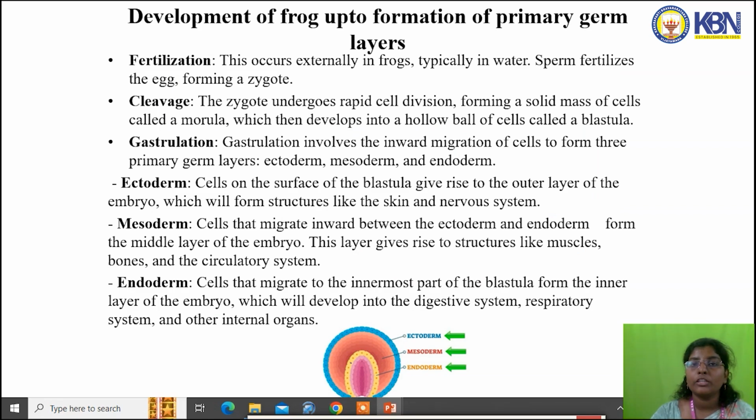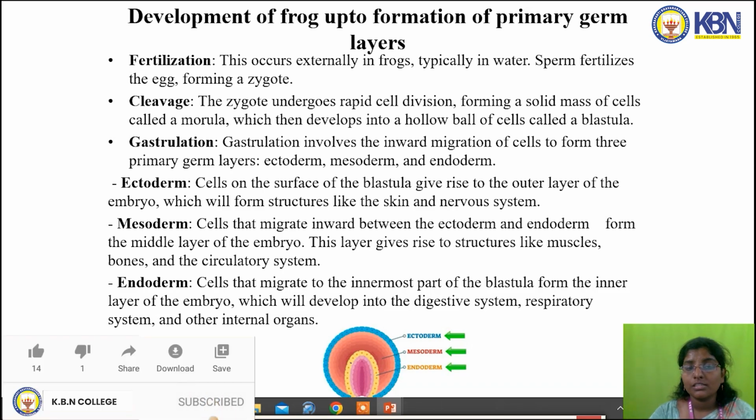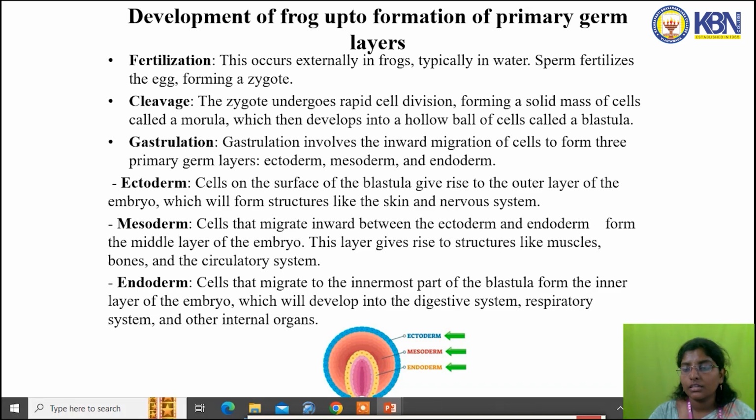Next, the development of frog up to the formation of primary germ layers. This entire process is done in 3 steps: fertilization, cleavage, and gastrulation. We all know that fertilization occurs externally in frogs, typically in water, where sperm fertilizes the egg, forming a zygote. And next, cleavage. The zygote undergoes rapid cell division, forming a solid mass of cells called the morula, which then develops into a hollow ball of cells called the blastula.